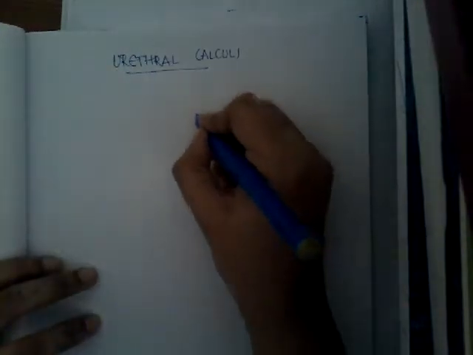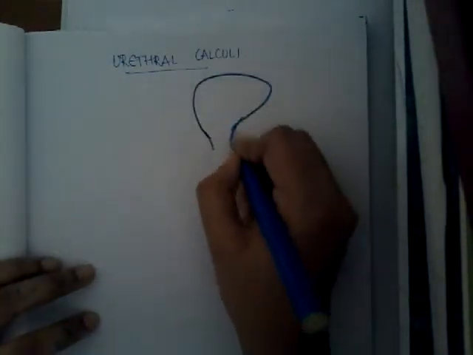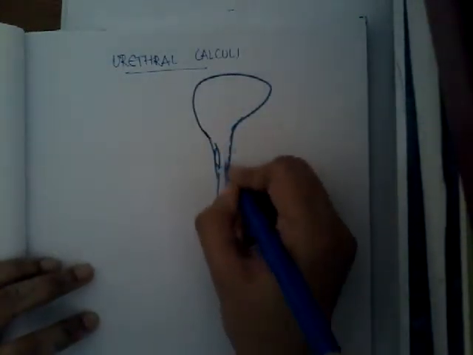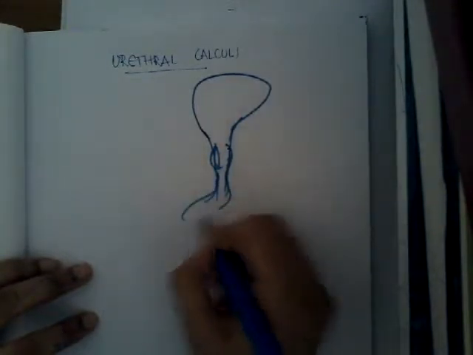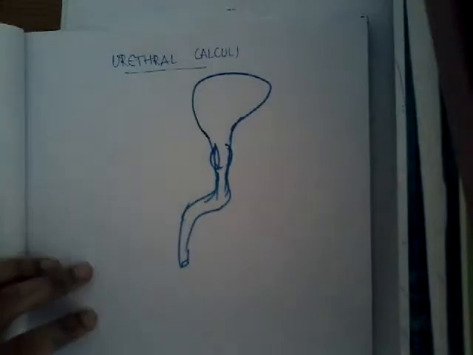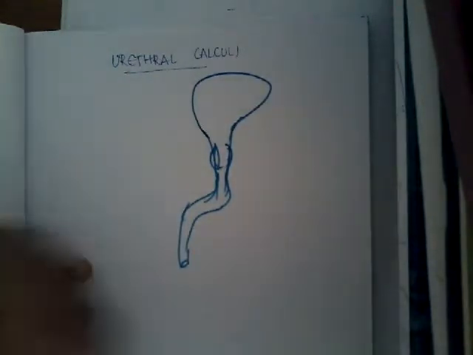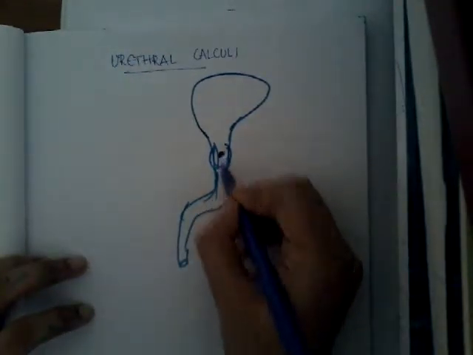Okay, urethral calculi are stones in the urethra. If this is the bladder, then the prostatic urethra, then the membranous urethra, and then the bulbar urethra. There are stones, that is calculi, which are impacted in the urethra.